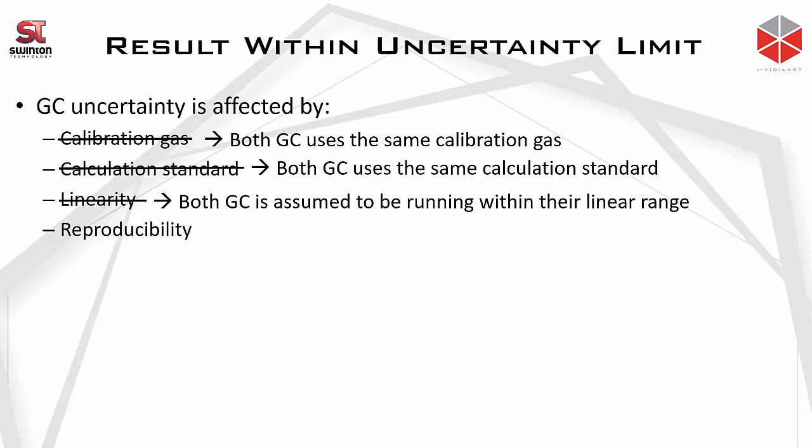So the only thing that affects the uncertainty on the GC when we do a comparison on the data is the reproducibility. So what we know from the GC manufacturer is that normally for reproducibility or repeatability, they always state that the GC can operate within plus or minus 0.05%. So what this means is that we would expect 2 GCs that measure the same gas to have CV results that differ between each other by plus or minus 0.05%.